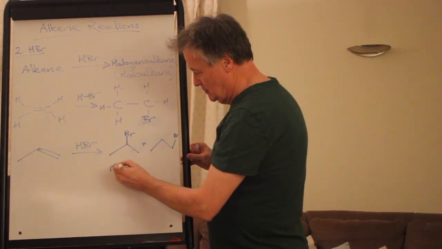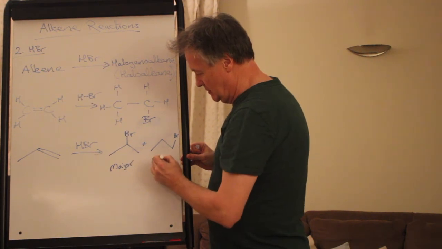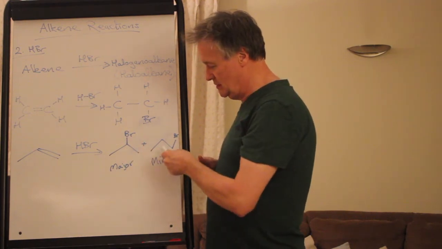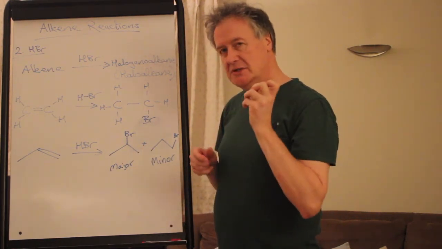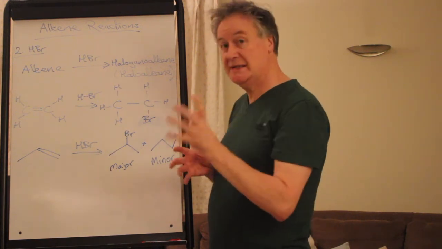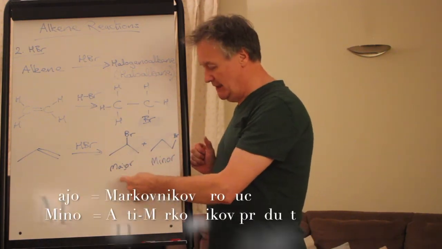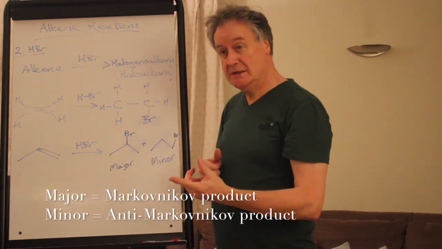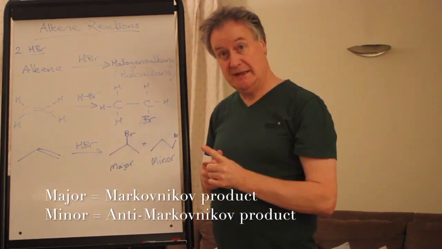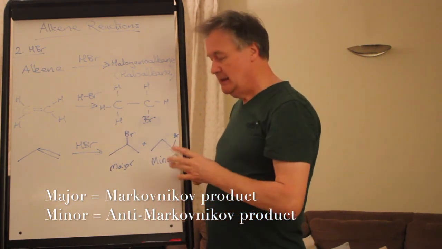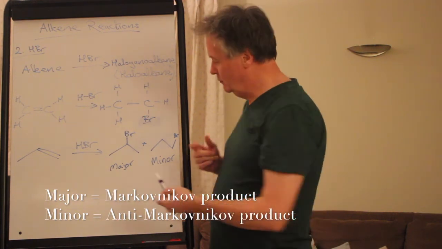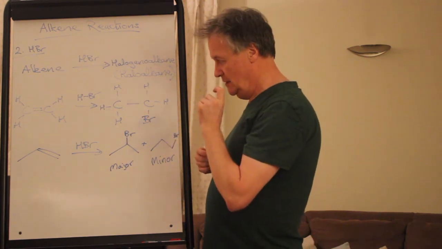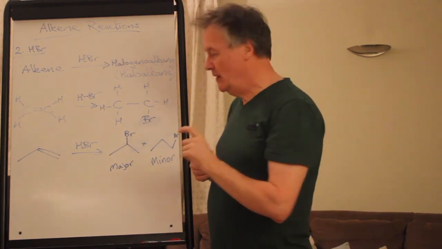This, and that would be called major and minor products. So this is the major product, that's the minor product. Now the mechanism is going to explain the reason why. That's a different video, like I said. Major meaning you get more of it and you get less of this one. And there's a mechanism reason why that happens, and you need to understand that. It's called Markovnikov and anti-Markovnikov products. But that's all in the other video. So, you need to be aware of this.